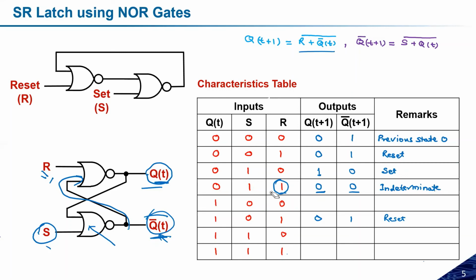Now let us consider the other three cases. If I have Qt equal to 1, and set and reset equal to 0, if you apply the formula, you will get the output Qt plus 1 equal to 1, and its complement will become 0. What does it mean? It is the previous state, 1.